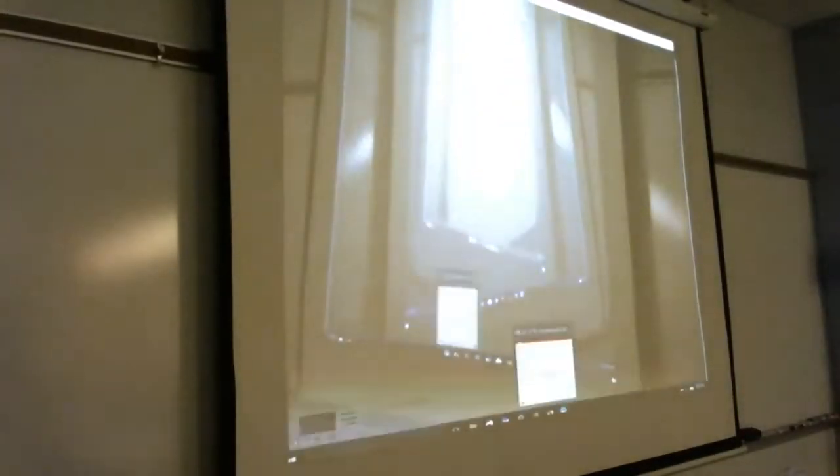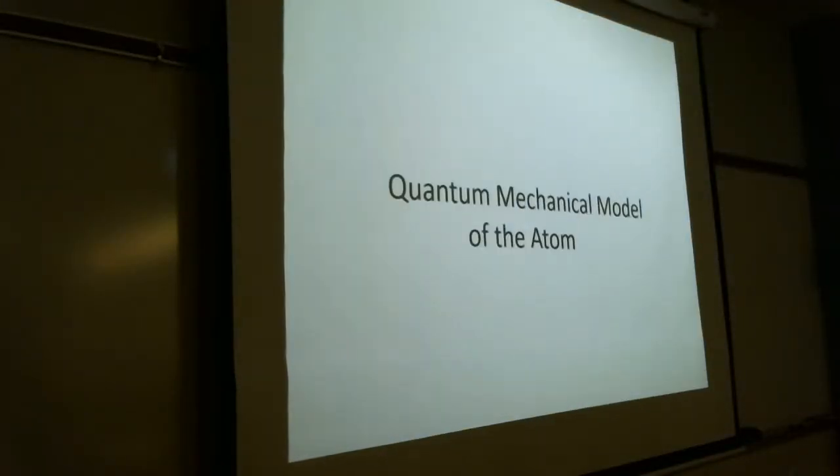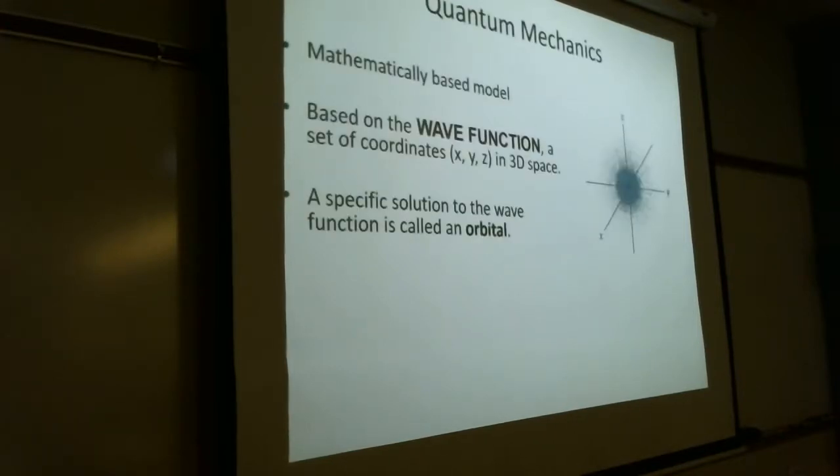Okay, so today we're talking about the quantum model of the atom. We left off with Bohr's model on Wednesday, so we're finishing by talking about the quantum model. We're going to do more quantum model on Monday too. So let's talk about quantum mechanics.